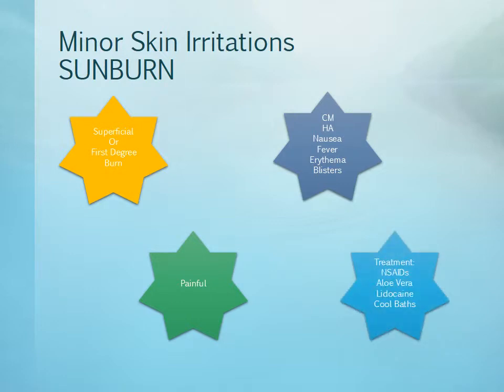Treatment is directed towards promoting comfort. This includes cool baths, using soothing lotions. One example is aloe vera. You might possibly use antibiotic ointments for blisters or topical corticosteroids and/or NSAIDs to reduce inflammation, and even the possibility of lidocaine for severe sunburns with pain.